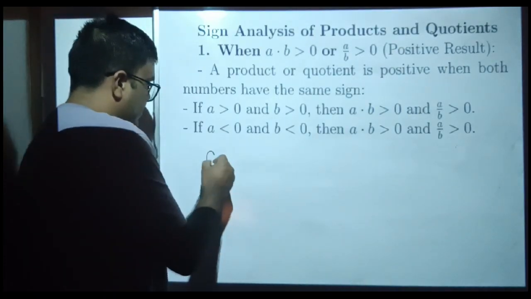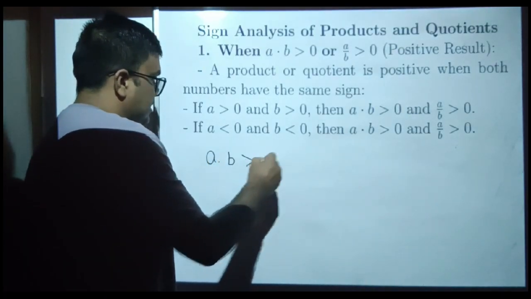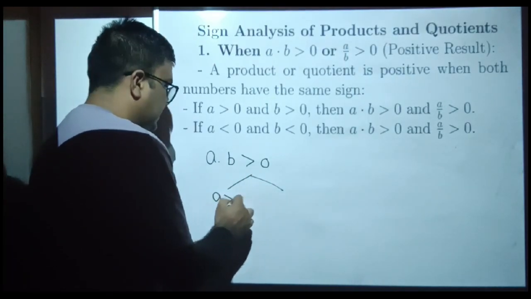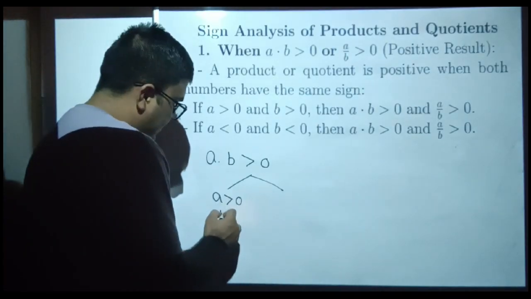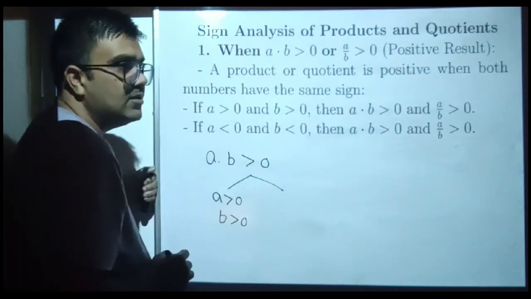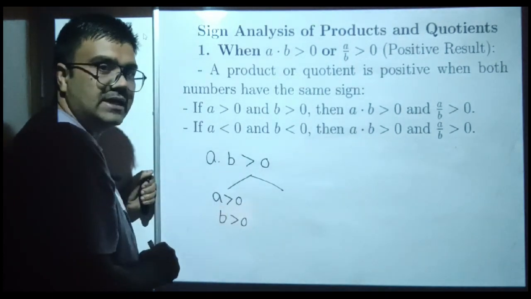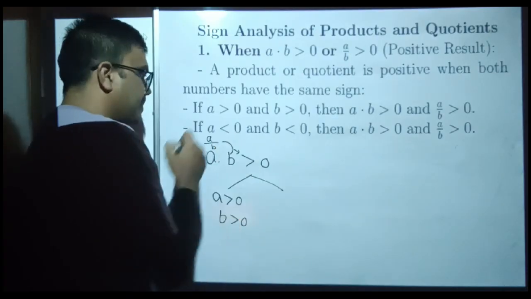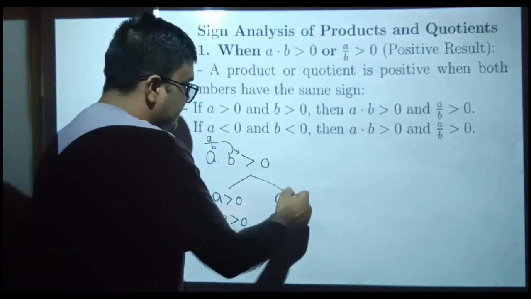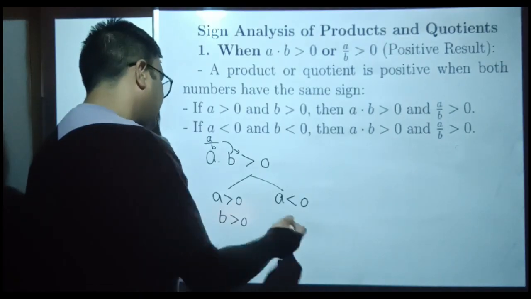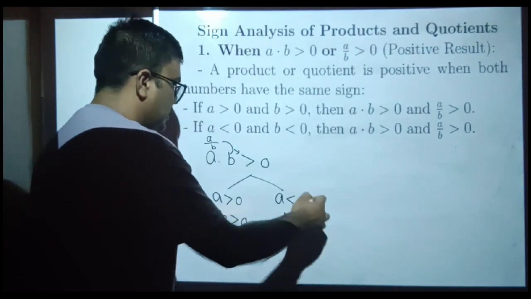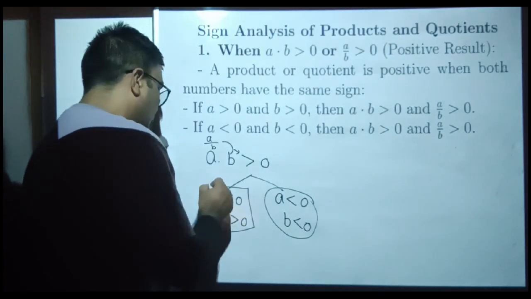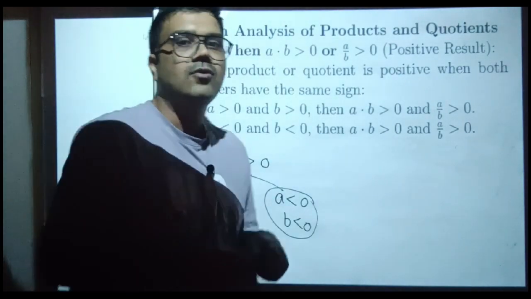We are talking about A into B being greater than 0. We have two cases. If A is greater than 0, then clearly B is also greater than 0. Only then can the product be greater than 0. Similarly for A by B. If A is less than 0, then B is less than 0. So if the product is positive, then either both the numbers are positive or both the numbers are negative.